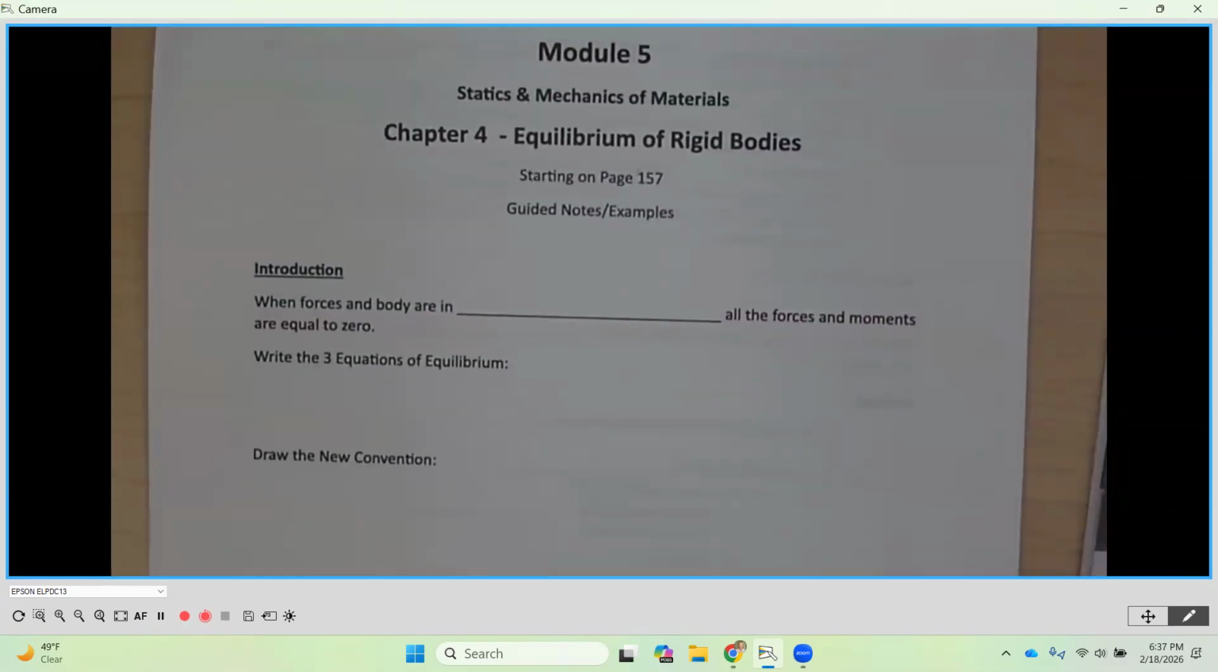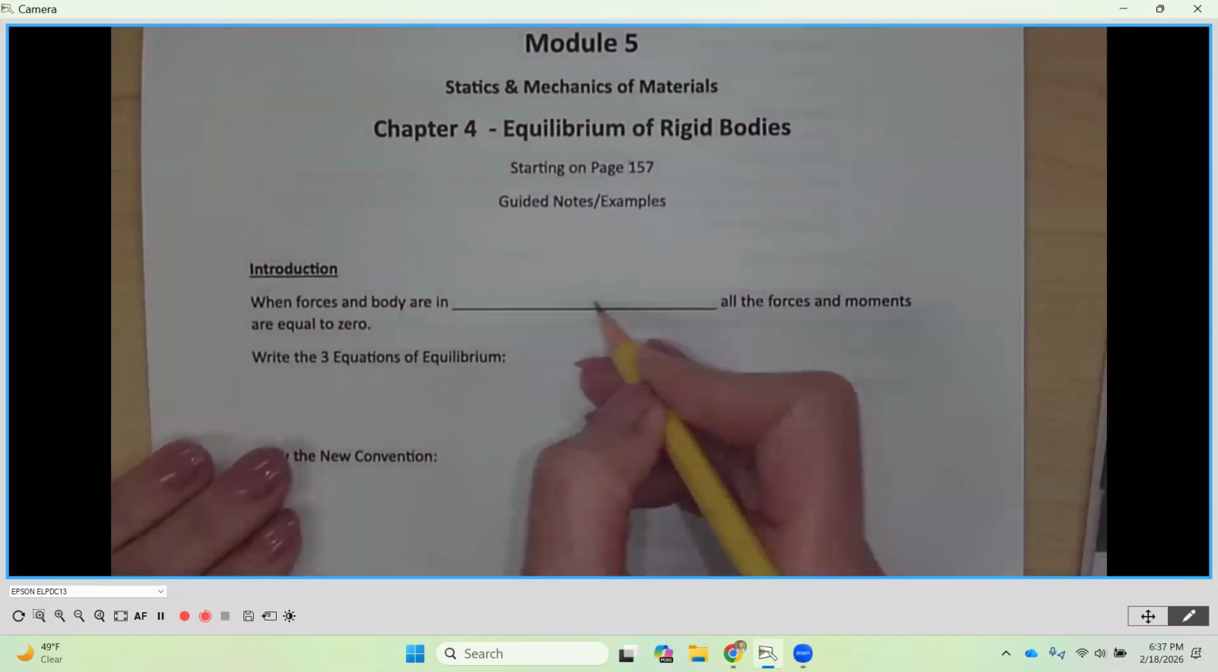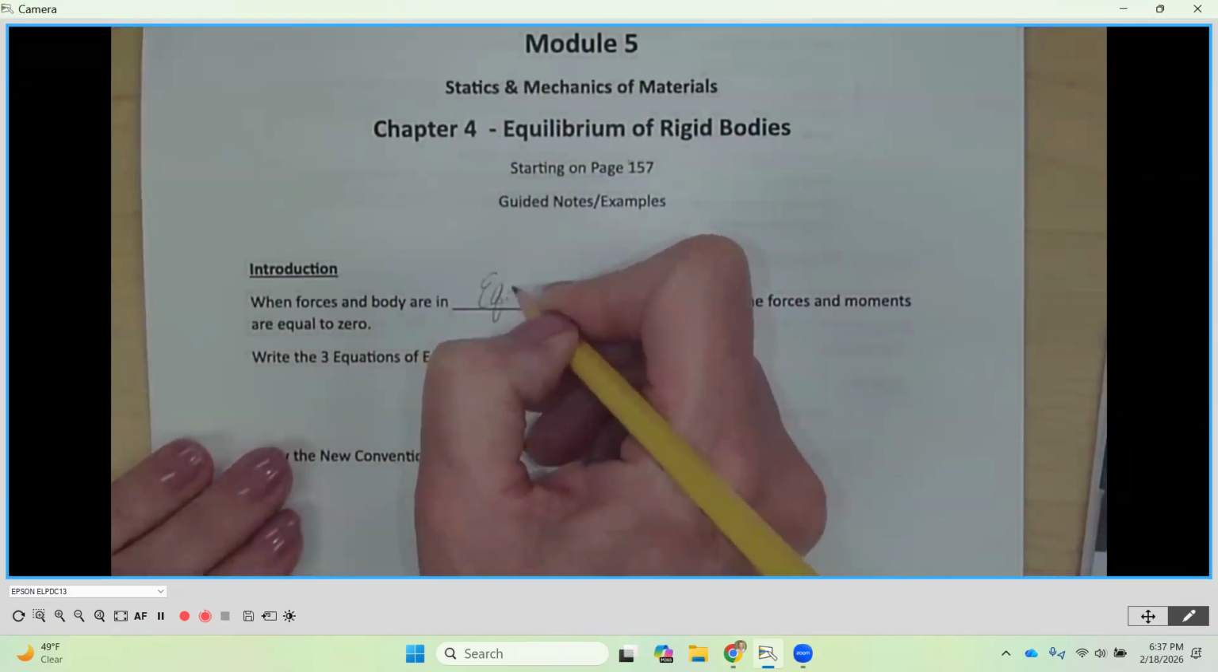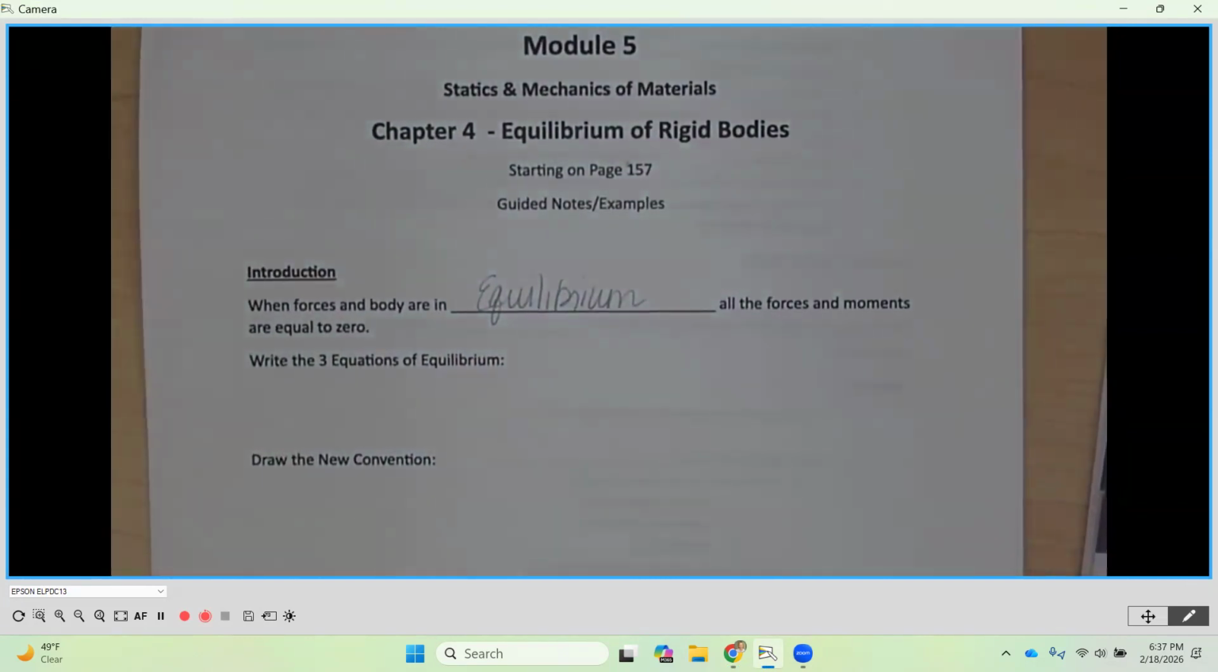They're talking about the concept of equilibrium, and we've already talked about equilibrium, okay? So when forces in a body are in equilibrium, all the forces and the moments are equal to 0. When we looked at equilibrium in Module 3, we weren't discussing moments at that time. Everything shared a common point, and so we only worried about summing forces in the X and summing forces in the Y and setting those both equal to 0. But now we've learned about moments, okay?